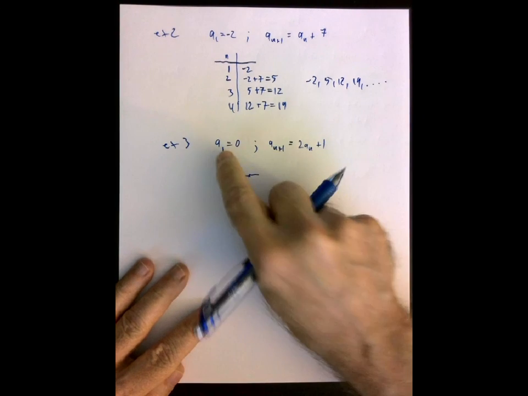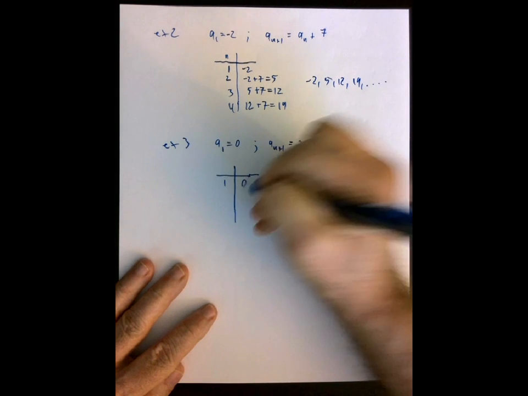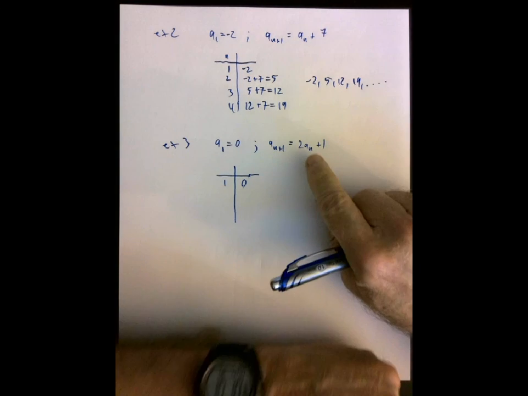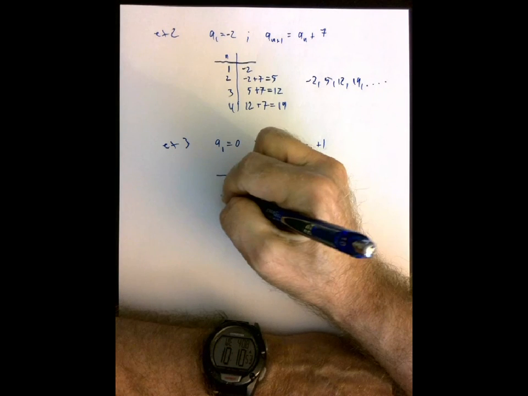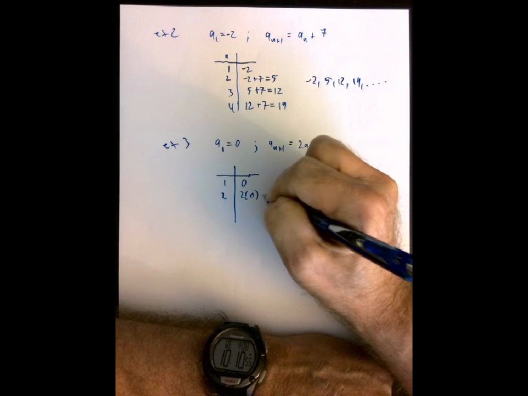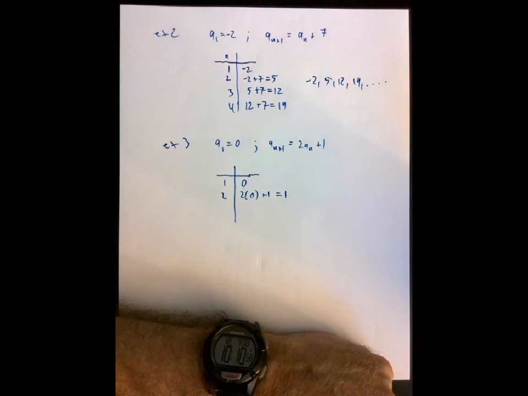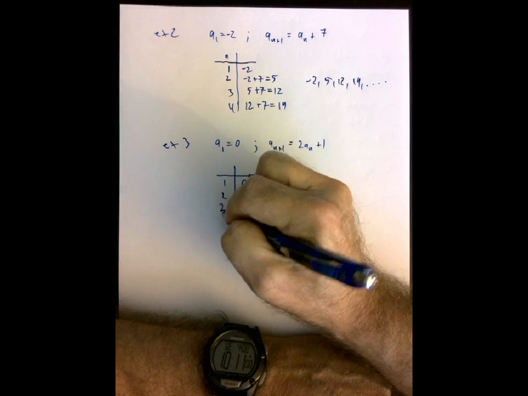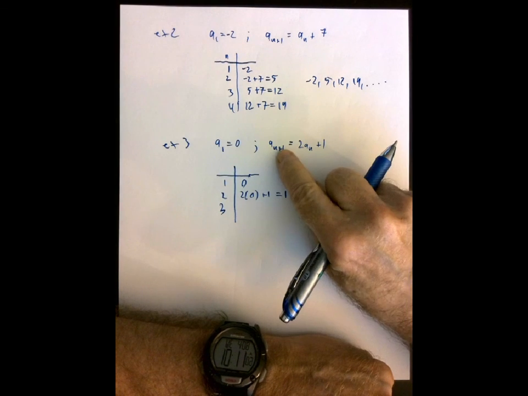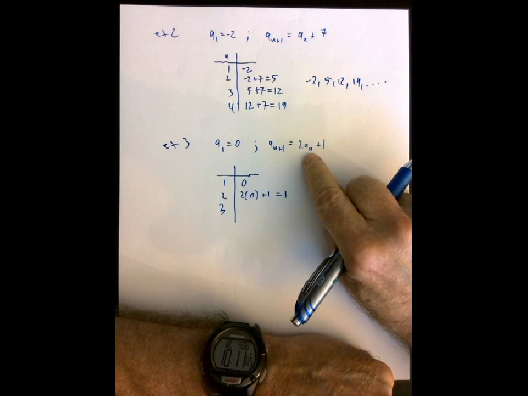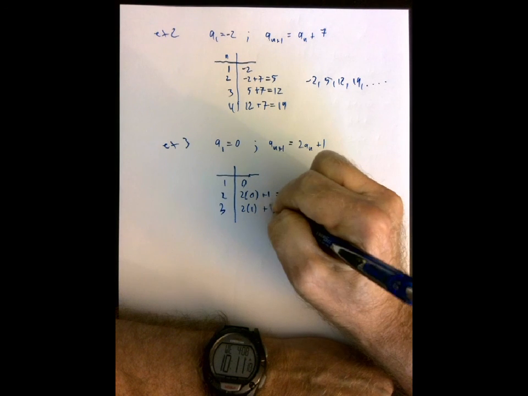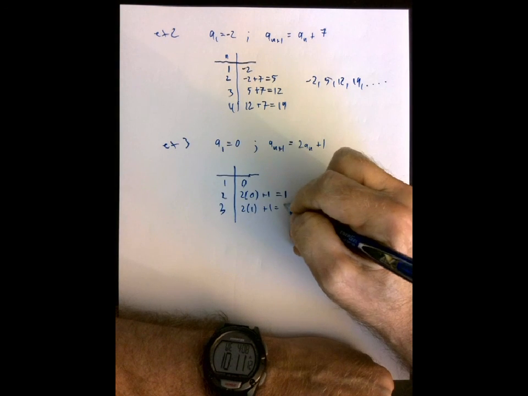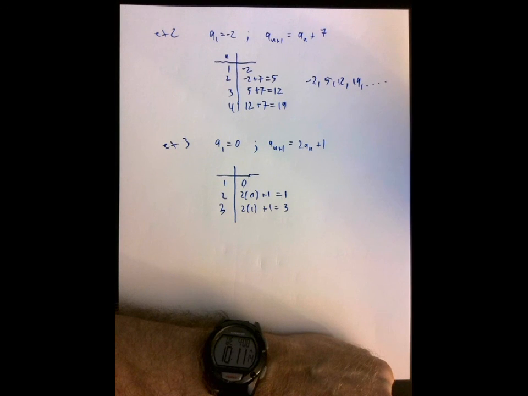We're starting with the first term, which is 0. And to get the second term, we're going to take that first term, multiply it by 2, and add 1. So the second term would be 2 times 0 plus 1, which is 1, of course. Now to get the third term, we would start with 1, multiply it by 2 and add 1. So 2 times 1 plus 1 is equal to 3. So the third term, as it happens, is 3.